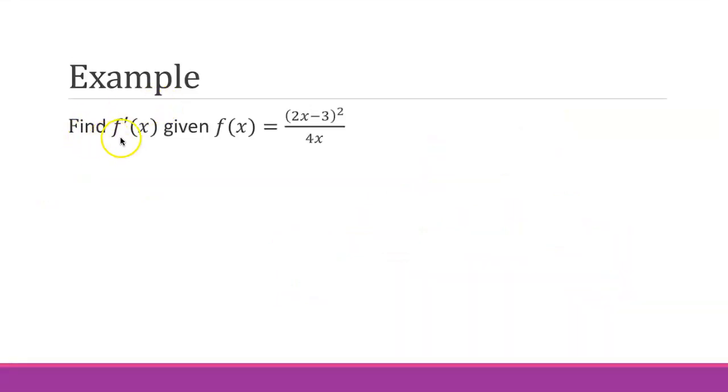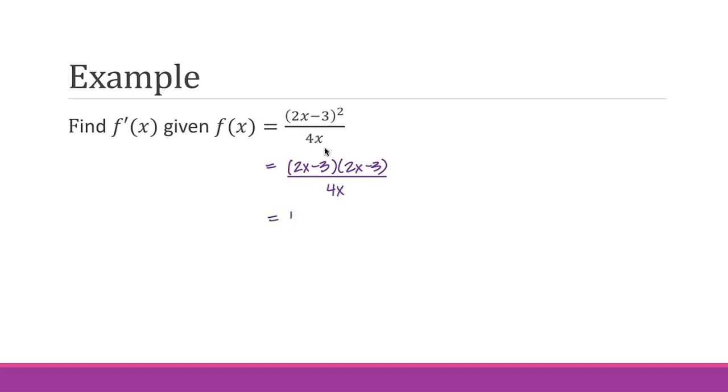In this example, we want to find f prime of x, given f of x equals the quantity 2x minus 3 all squared, all over 4x. To apply the power rule, we're going to need to do some algebra. First, we'll multiply out the numerator. 2x minus 3 squared is 2x minus 3 times 2x minus 3, all over 4x. So we're going to have to distribute this out.